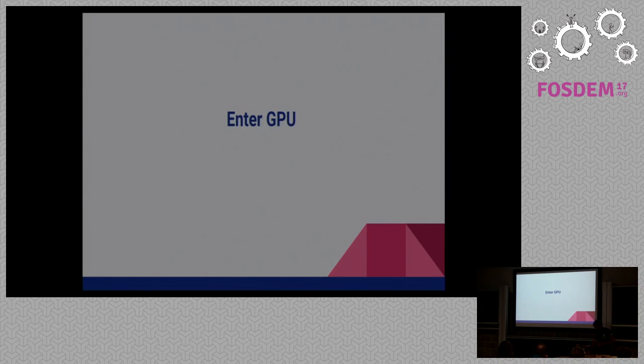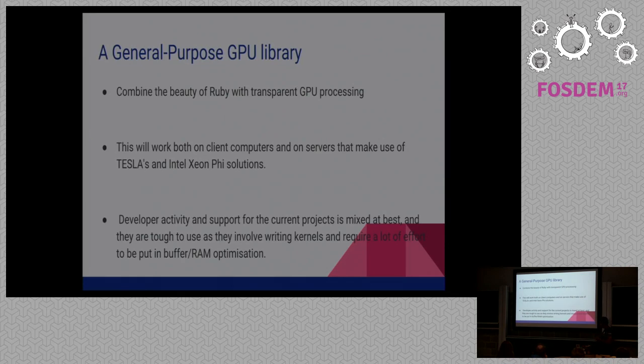Nope. Enter GPU. After Google Summer of Code, I wanted to go even faster for number crunching, and that's why I thought of implementing a GPGPU library, a general purpose library for GPU computations. The aim of this project was to combine the beauty of Ruby with transparent GPU processing. And yes, this will be tested on both client computers and on servers that make use of Teslas and Intel Xeon Phi solutions.